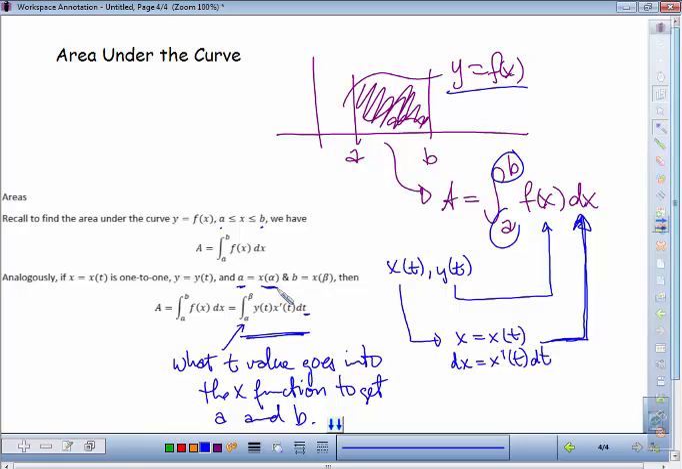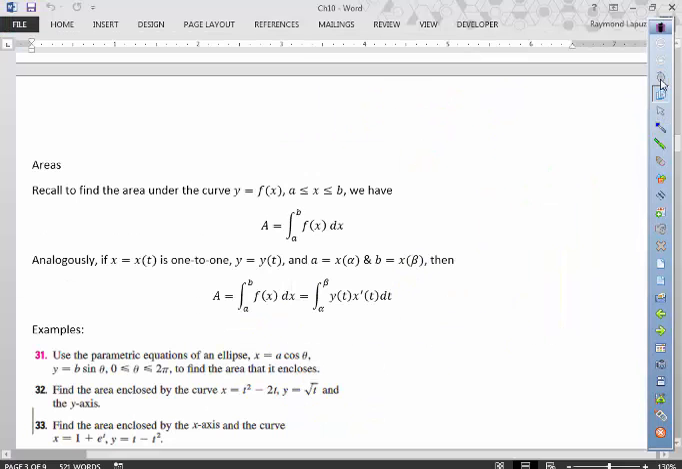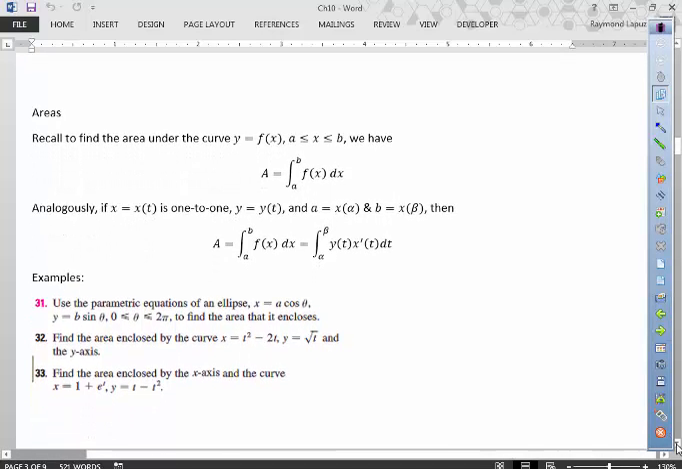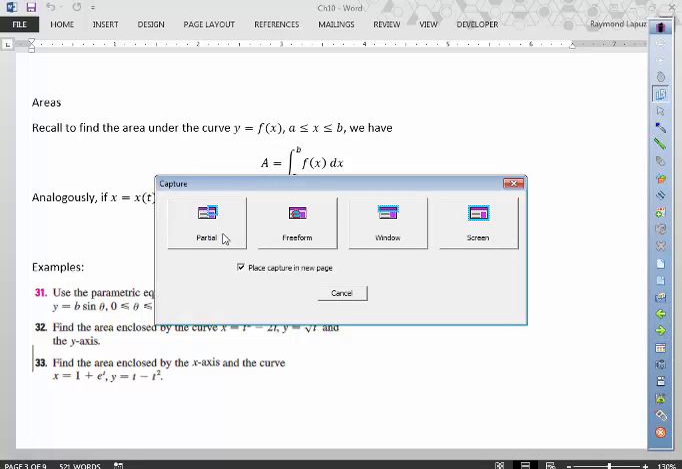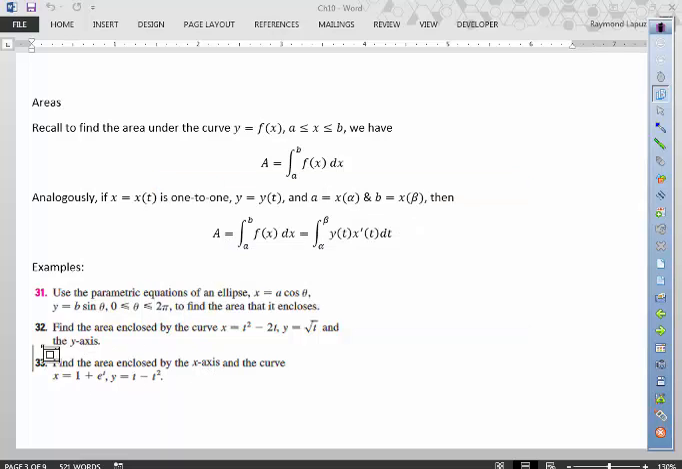Let's see. Do I have any examples of this? Oh, here's some examples. Let's try number 32 or 33. Okay, either case, we have to find out some weird stuff. So, which one should we do? 32.